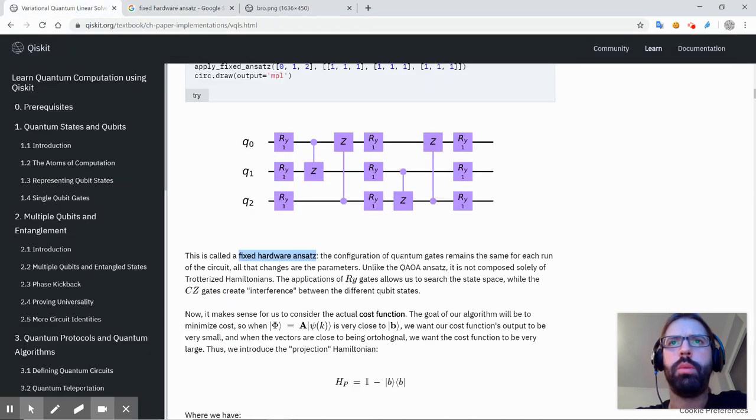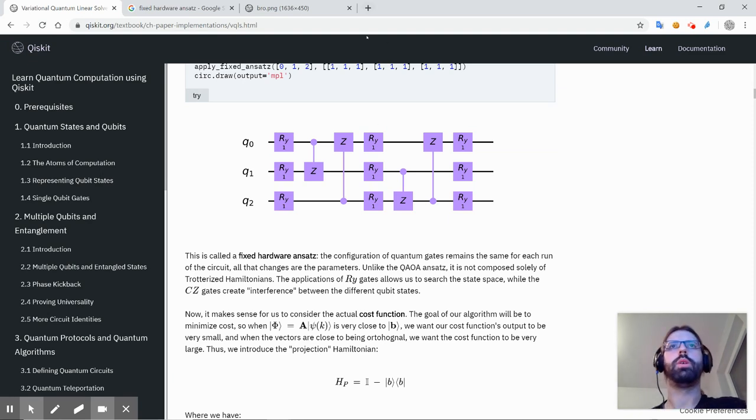The configuration of quantum gates remains the same for each run. But unlike the QAOA ansatz, it is not composed of solely Trotterized Hamiltonians, which now I know means Hamiltonians where you've got a cost and then a mixer. The application of RY gates allows us to search the state space, while the control Z gates create interference between the different qubits.